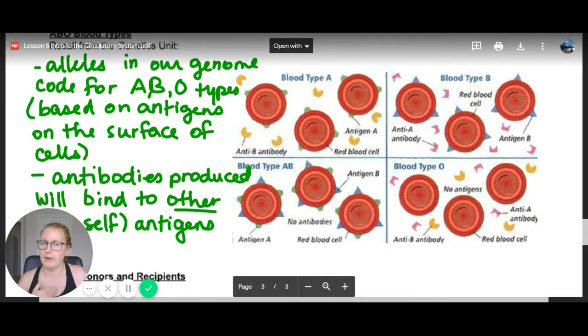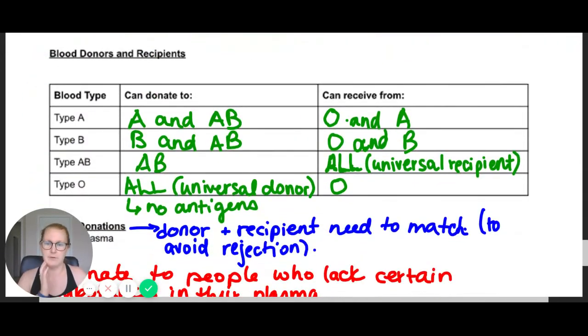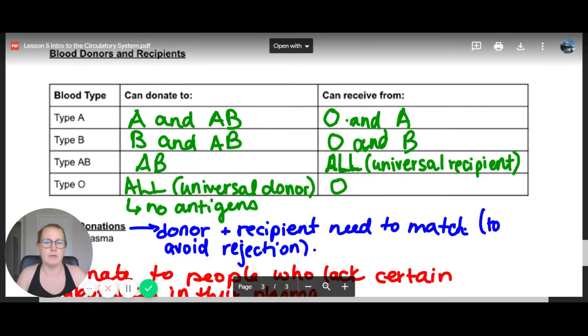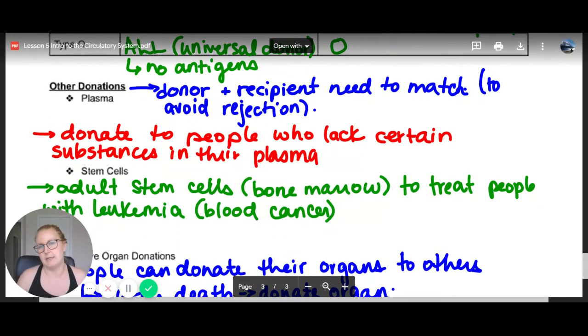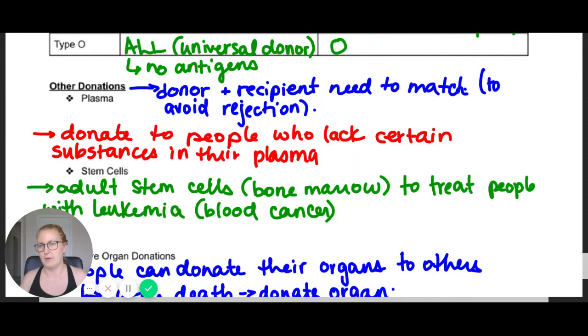So definitely important. Again, I would highly recommend that video that I posted for this, just to kind of see what the overall effect of these blood types are. But this is a really handy little summary of those things. I also mentioned here just other donations because that question comes up a lot as well.